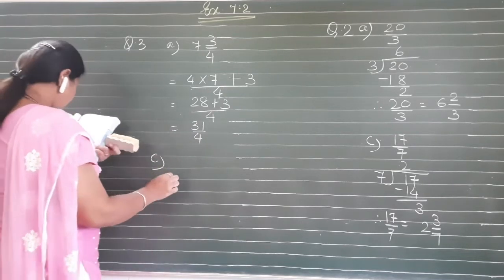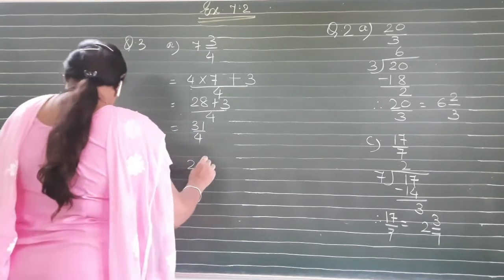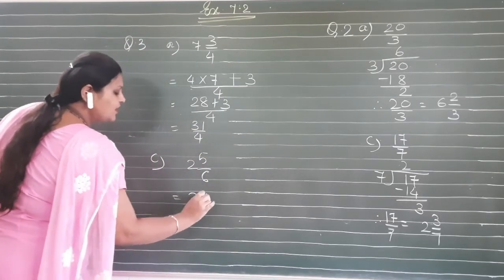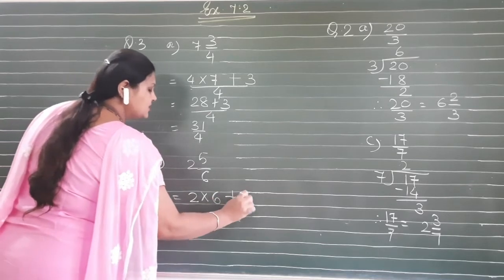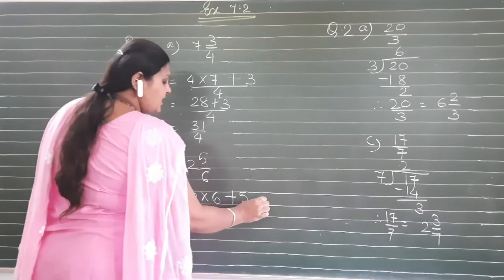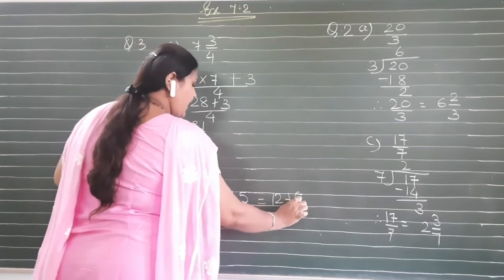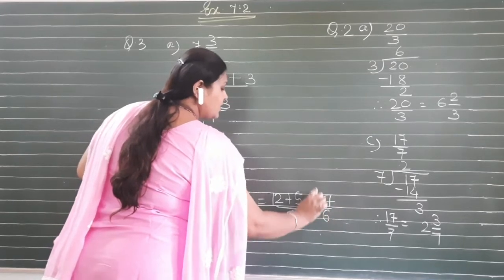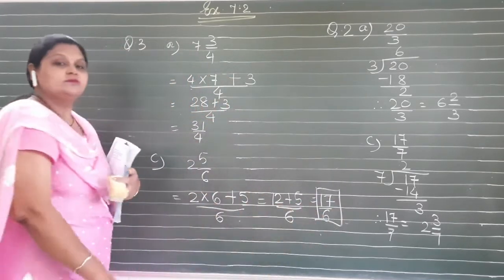Next we will see 2 integer 5 upon 6. So whole number into denominator plus numerator upon denominator. 2 6s are 12 plus 5 upon 6. So it's 17 upon 6.